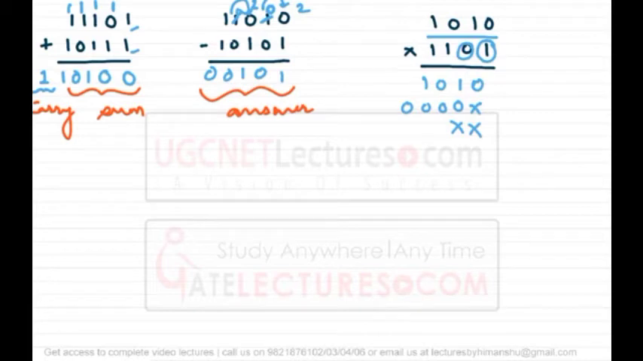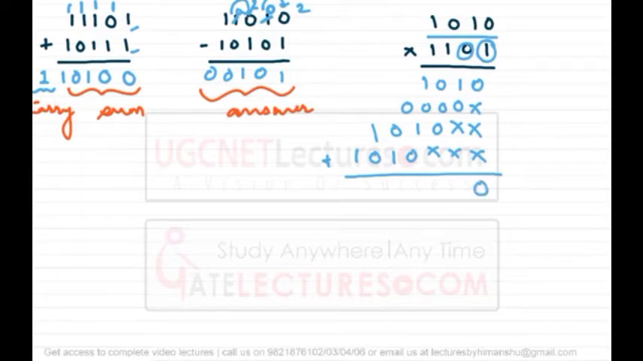So you get 0101. Then we put 3 crosses and again multiply. So you get 1010. Now you have to simply add. You remember the procedure, right? We simply add. So what are you going to get at the LSB? You get 0. Then 1 plus 0 is going to be 1. 0 plus 0 plus 0 is 0. 1 plus 0 plus 1 plus 0.